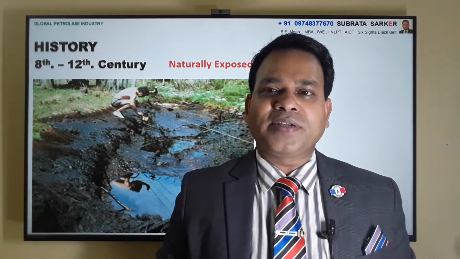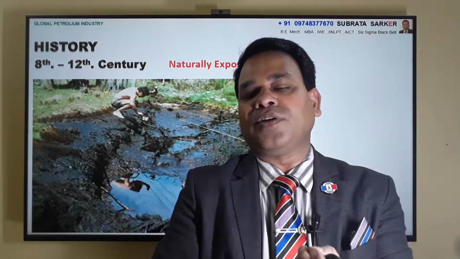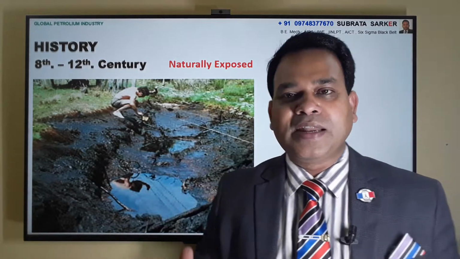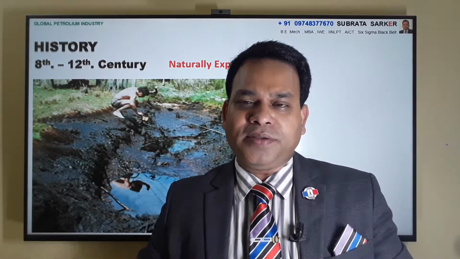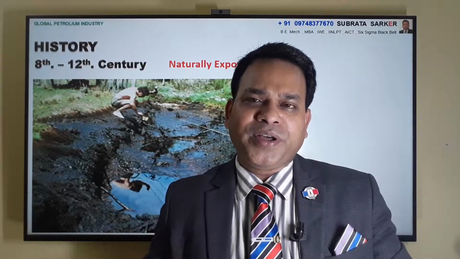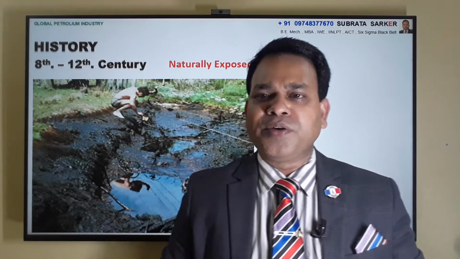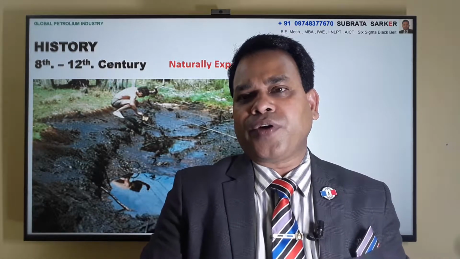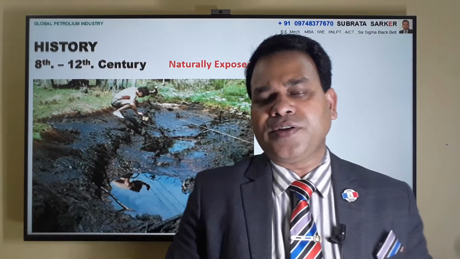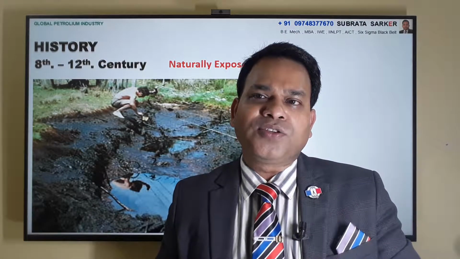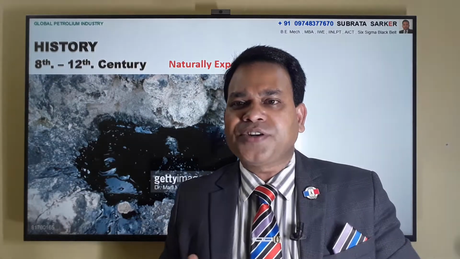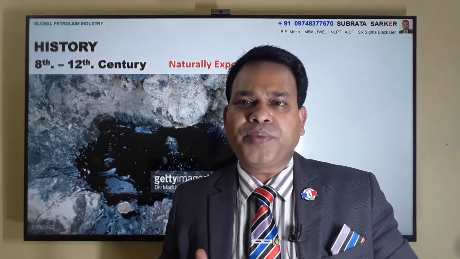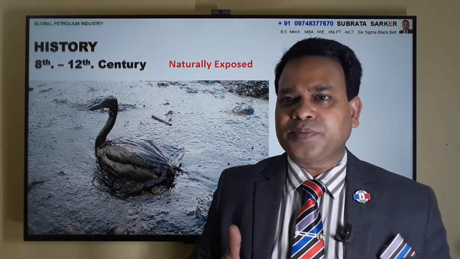This petroleum product naturally came out on the plain, on sea level, on other levels, between the 8th century and the 12th century, and humans identified that this can be a potential source of fire, or fuel, because it has a lot of energy. You can see it is naturally exposed. This petroleum product came to the surface of the earth, and you can see this seashore, where it is naturally exposed to the sea.